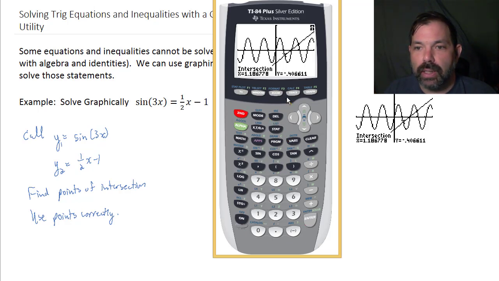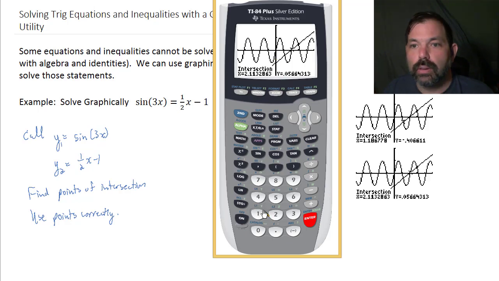Let me go back into my Calc menu. 5th option. First curve is the sine 3x. Second curve is the 1/2 x minus 1. But now let me move my cursor over to the second point of intersection and hit enter a 3rd time. It runs, it brings up a second point of intersection. I'm going to drag this over to the screen.